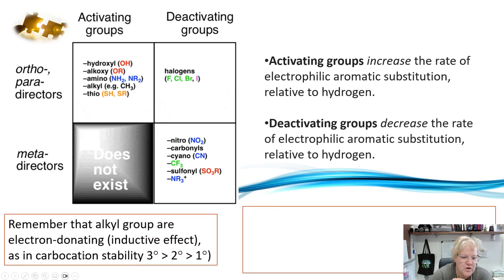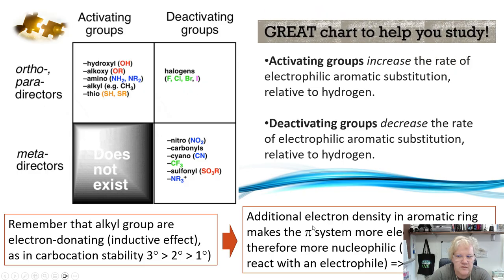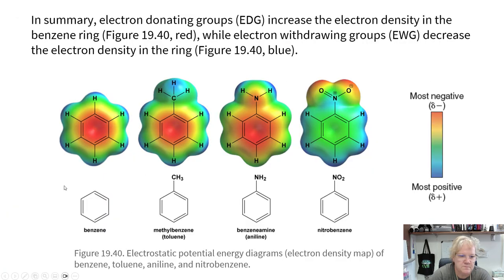Remember that the alkyl groups are electron donating through inductive effects, so we have this tertiary, secondary, primary carbocation stabilization. And when we're pushing electron density into that aromatic ring, the pi system is more electron rich and therefore can interact with our electrophile faster, giving a faster reaction. Okay, this is a great chart to help you study.